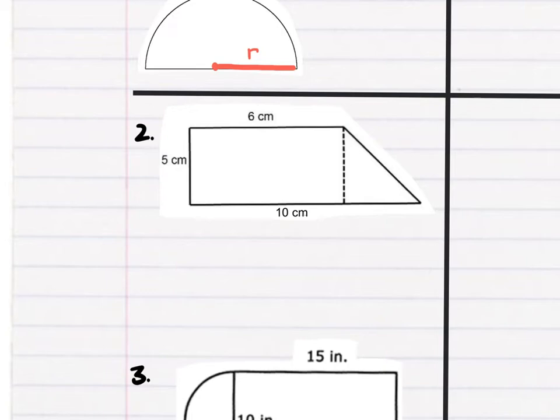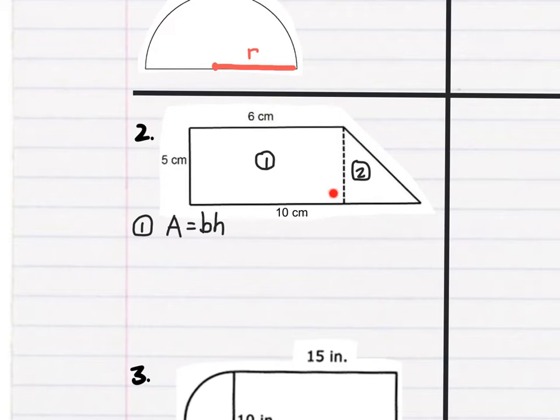Okay, so for problem number 2, we have our composite figure, which is made up of a rectangle and a triangle. So we're going to label each part, 1 and then 2. For the first part, it's a rectangle, so I'm going to write here 1. We're going to start with the formula for the rectangle: area equals base times height. And then we're going to use the base and the height.